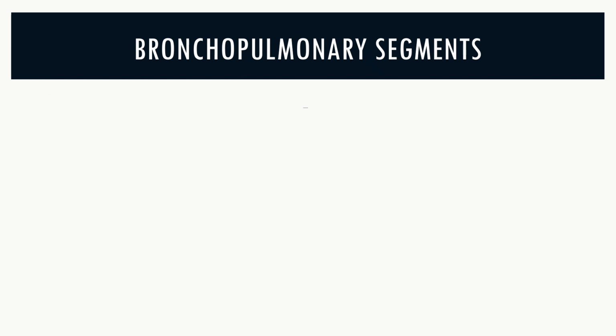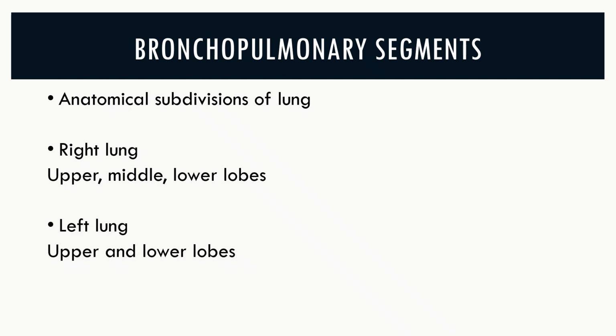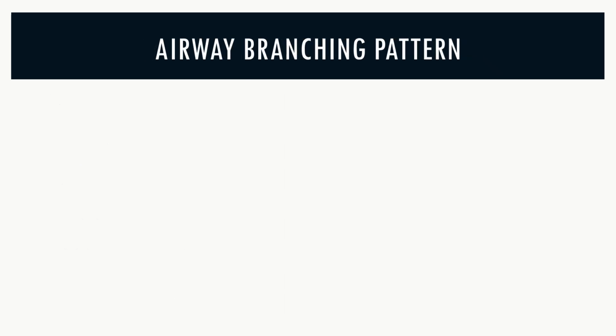Bronchopulmonary segments. The lung is divided into anatomical subdivisions known as bronchopulmonary segments. The right lung is composed of upper, middle, and lower lobe. The left lung has only upper and lower lobe, with lingula serving as equivalent of right middle lobe. The medial basal segment is typically absent on the left side.